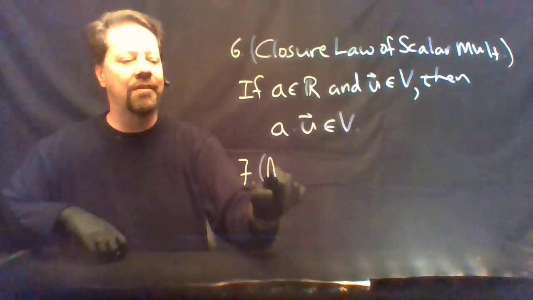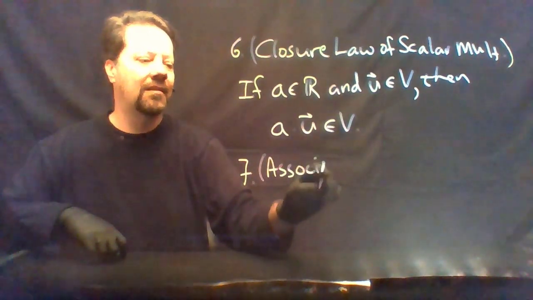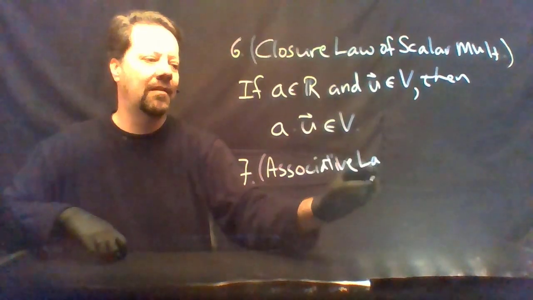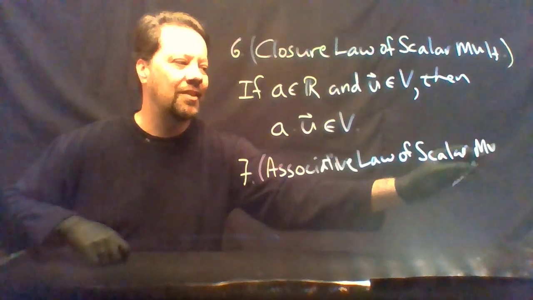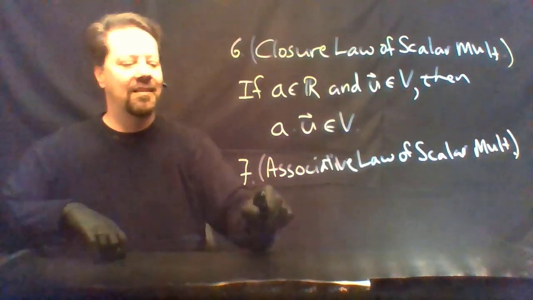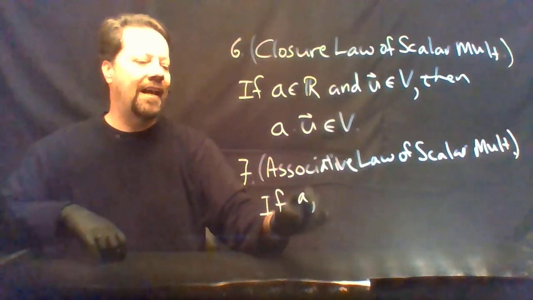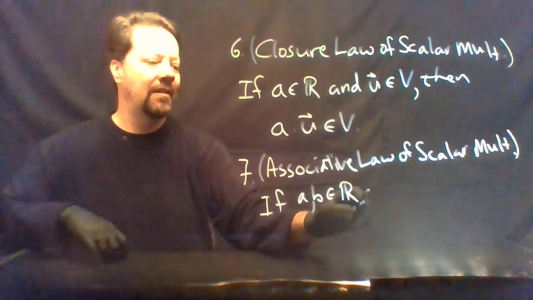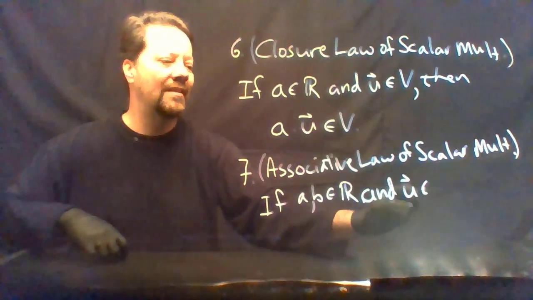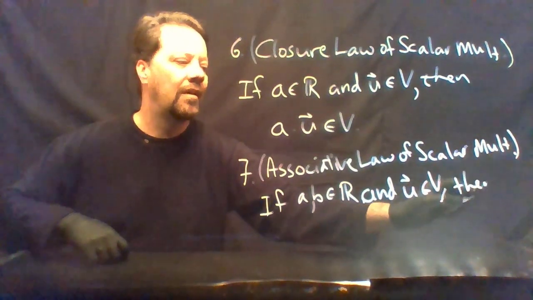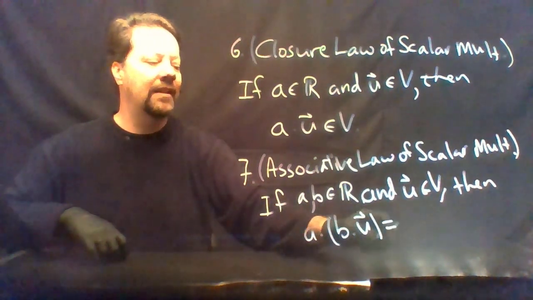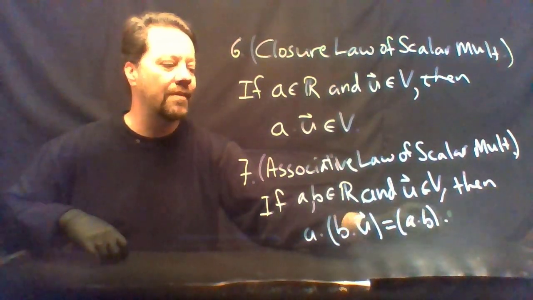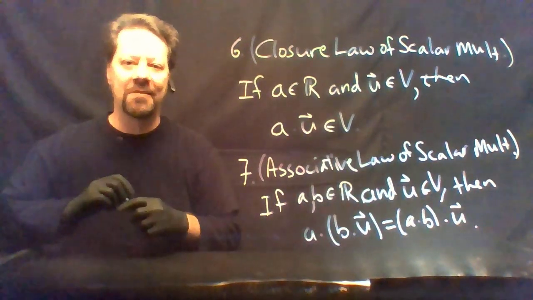There's also an associative law of scalar multiplication. If a and b are real numbers, and u is a vector, then a times b times u gives you the same thing if you multiply the scalars first, and then times the vector u. Property 8.